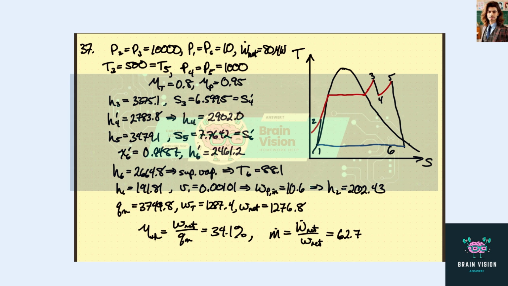Now at 5, we have pressure and temperature, so we can get enthalpy and entropy. Then for the isentropic case, the entropy at 6 is the same as the entropy at 5. That gives us a quality of 94.9% in the isentropic case, and the enthalpy would be 2,461 kilojoules per kilogram. We can then use this and our efficiency to get the actual enthalpy at 6, and that is 2,665 kilojoules per kilogram.